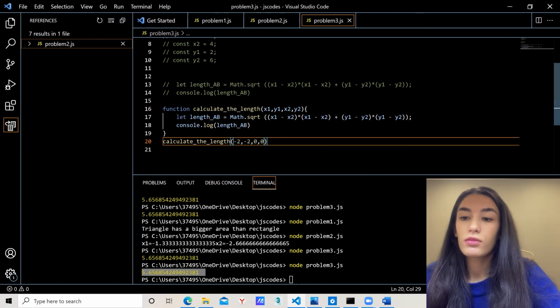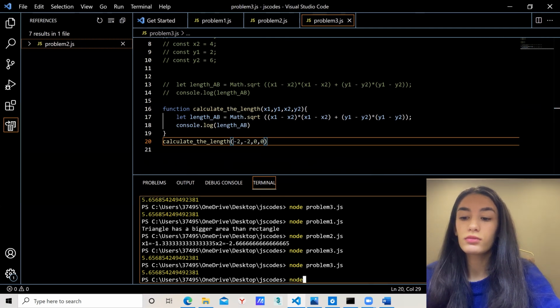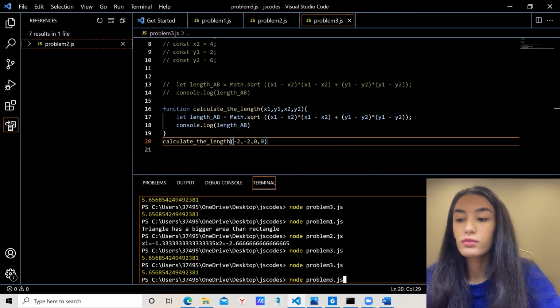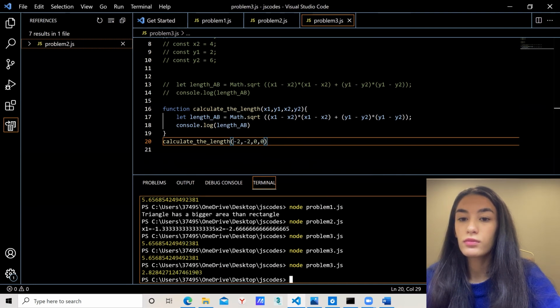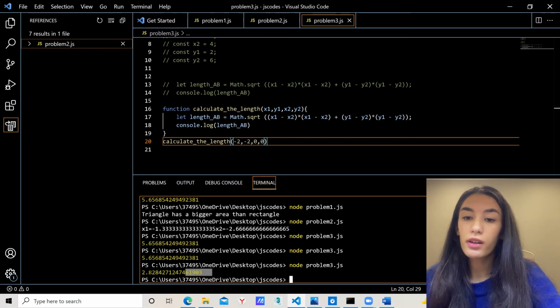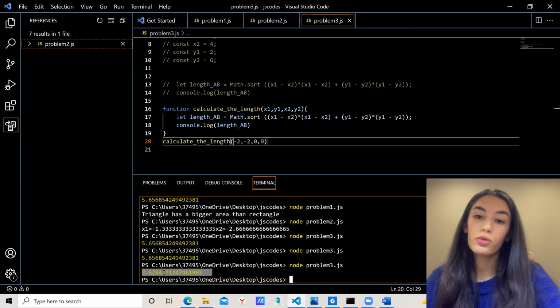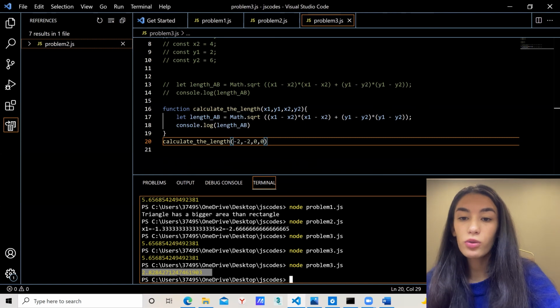So let's try to solve this problem in the function way. It is telling us that the length is equal to 2.8284, etc. Thank you.